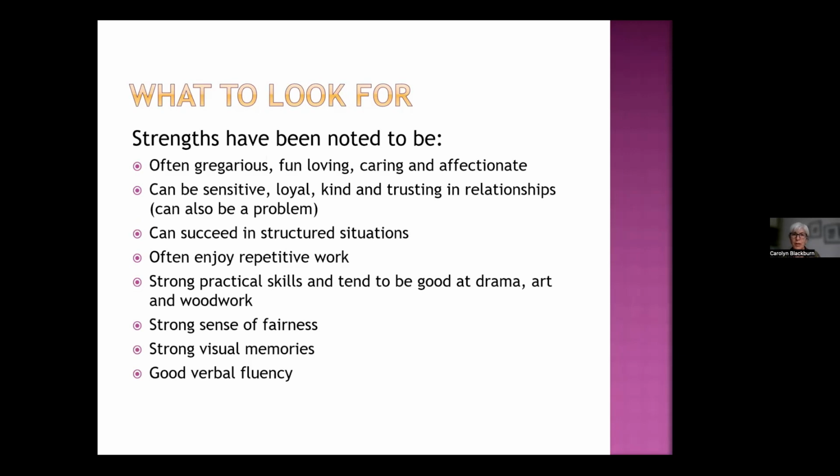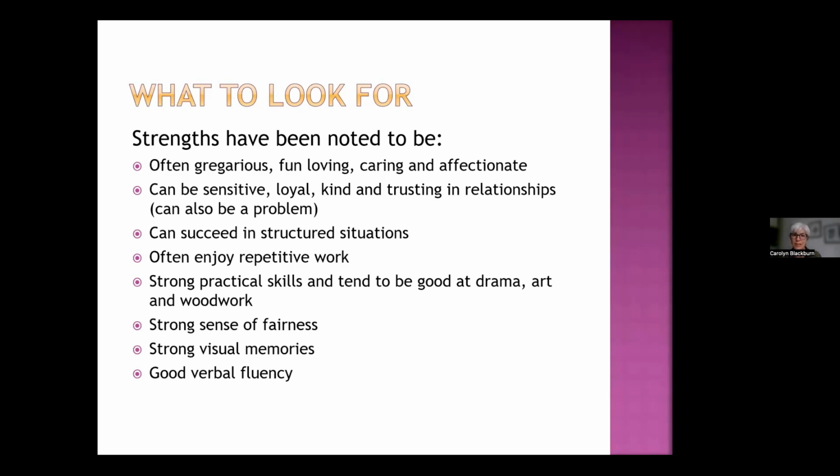Well, we first of all have to look for their strengths. I think it's really important that we work to children's strengths. Children with FASD have been noted to be often quite outgoing, fun-loving, caring and affectionate, almost to an extreme, so that they're particularly fond of other children. They can be sensitive, loyal, kind and trusting in relationships, but this can also be a problem because they can be too trusting of people that they don't know and that are not necessarily going to be very kind to them or helpful to them.